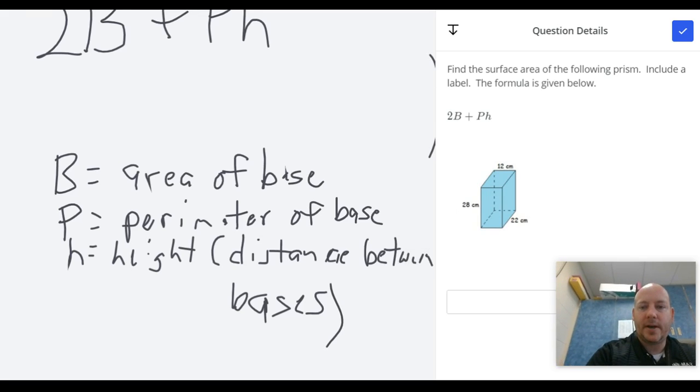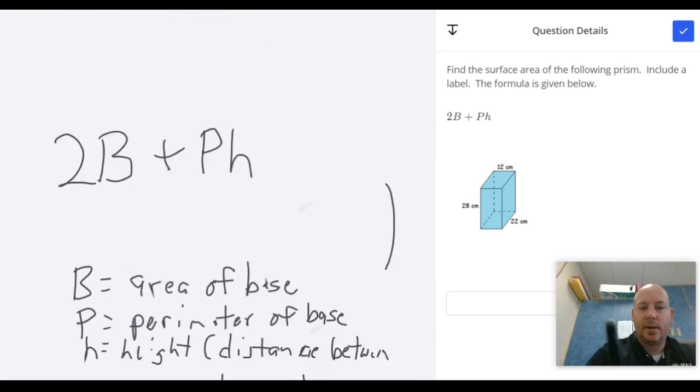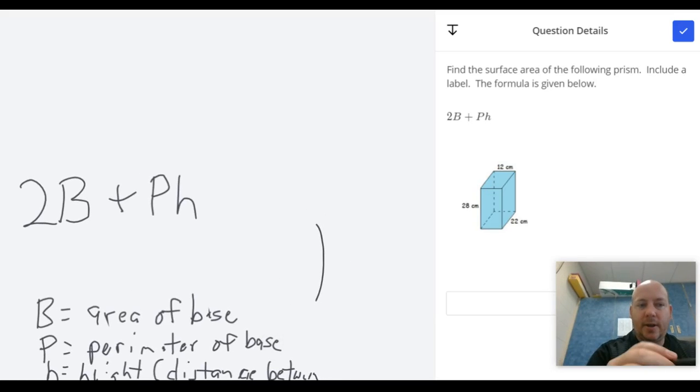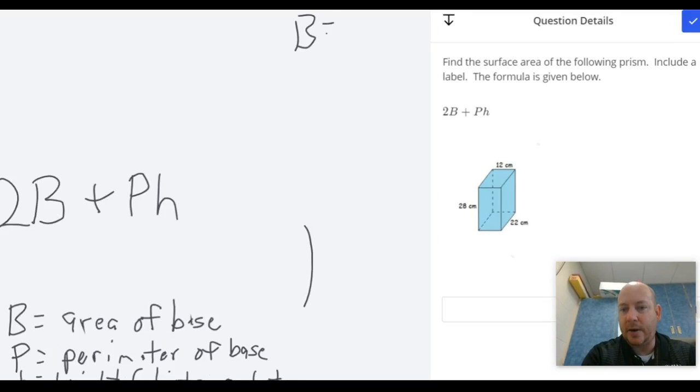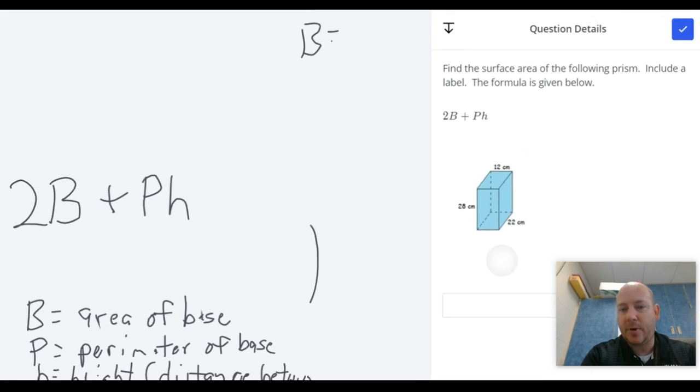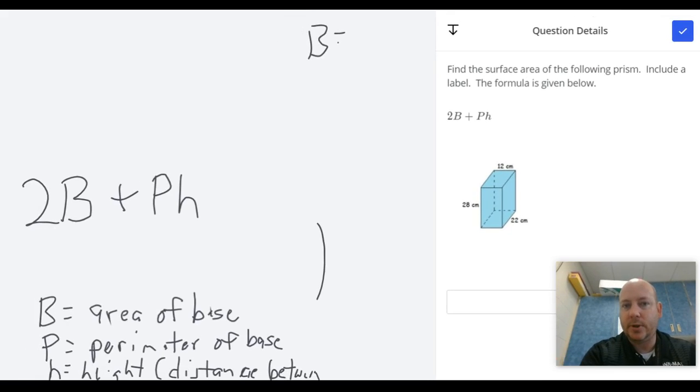So when I want to find the surface area, I'm just going to follow that formula. What I'd recommend you do is go through and identify those three things. So the area of the base, and again, it doesn't matter. You can use the top, the front, the bottom, whatever. I'm going to use the bottom just because we kind of associate that with it. So the bottom would be 22 by 12.